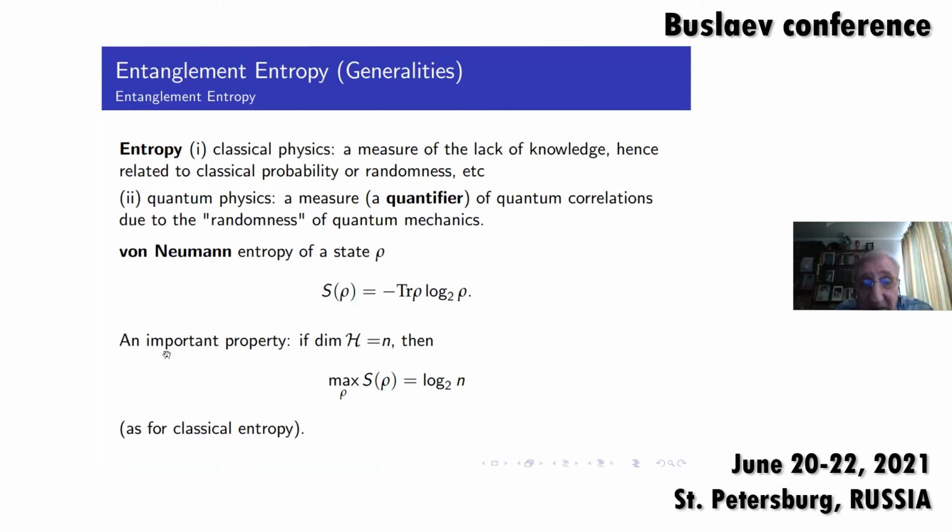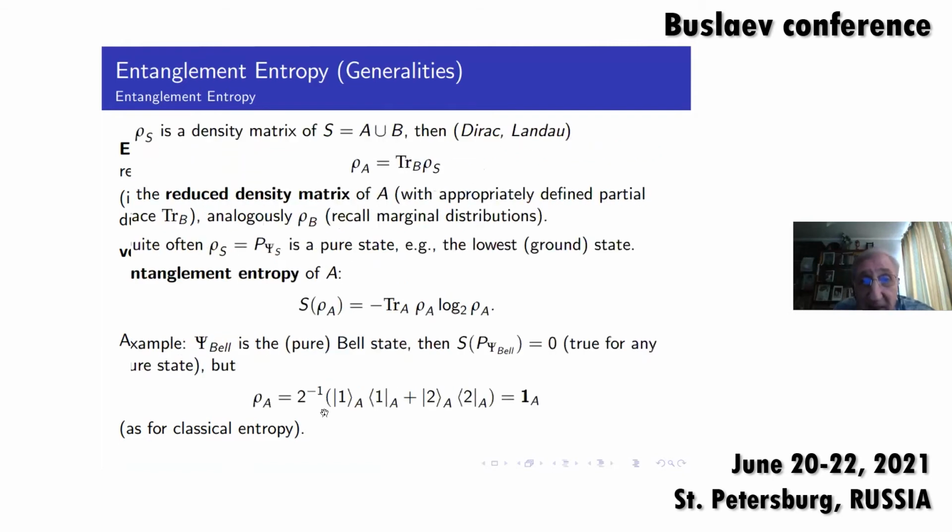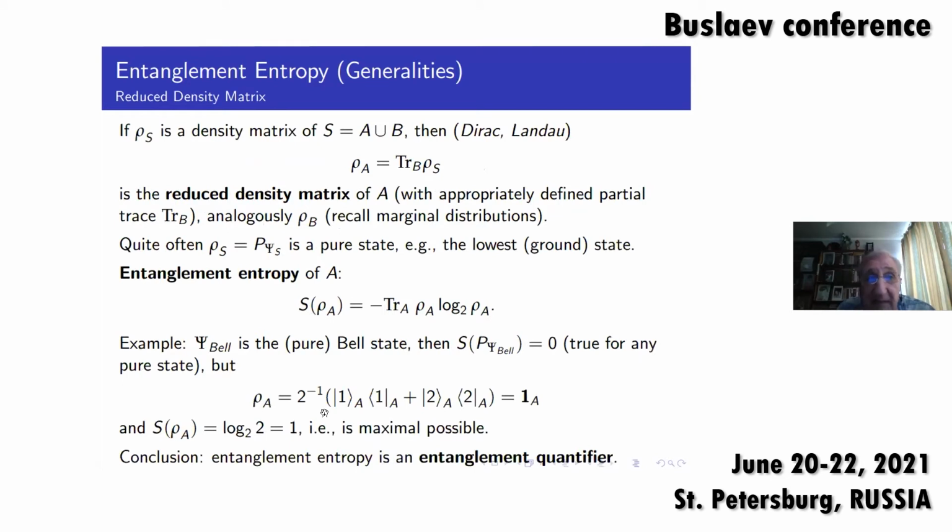Yes, and its important property, among many important ones, is that if rho is such that your system's state space has dimension n, then the maximum of entropy is log n. There is an analog of this assertion in classical physics. In fact, this belongs to Shannon. Well, and then there is a quite important notion.